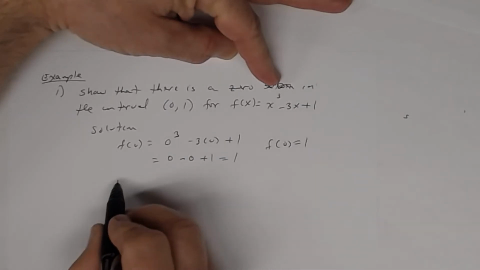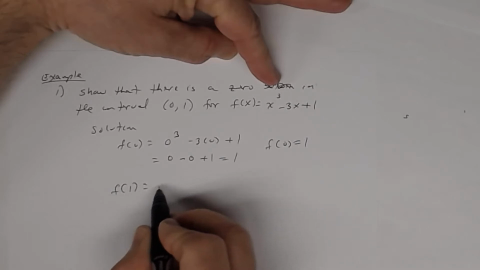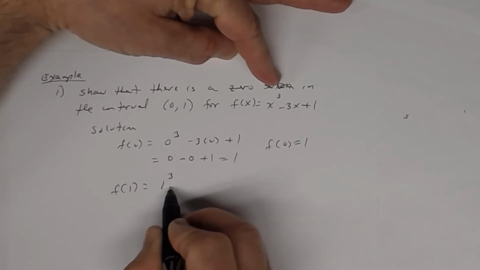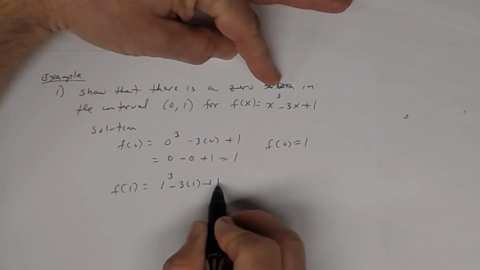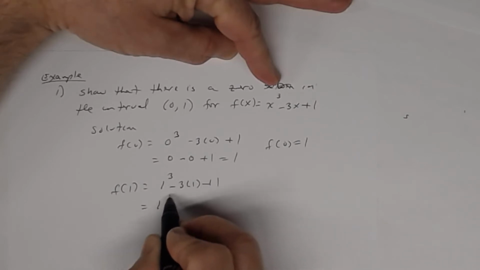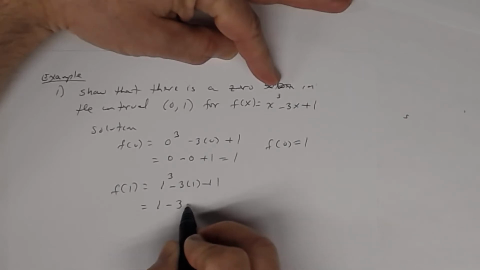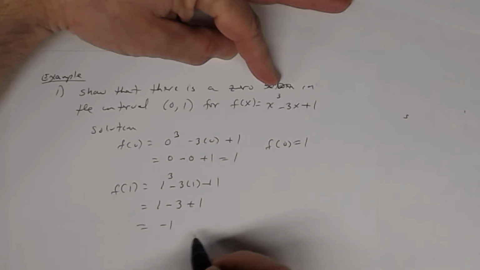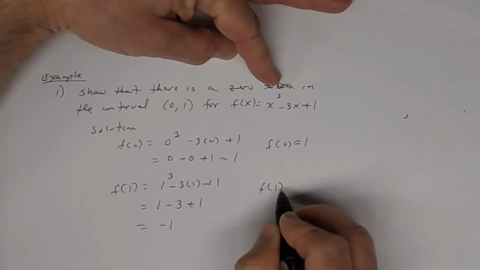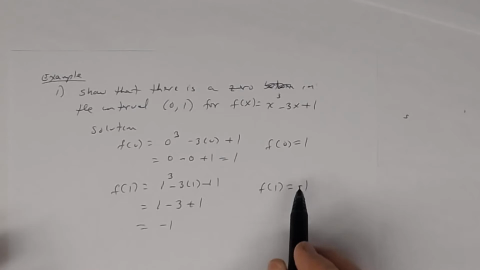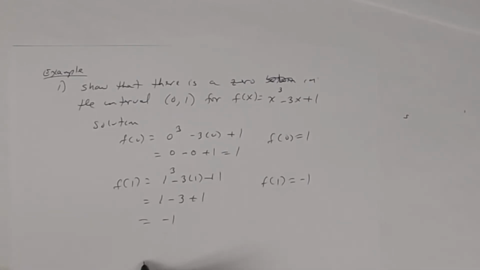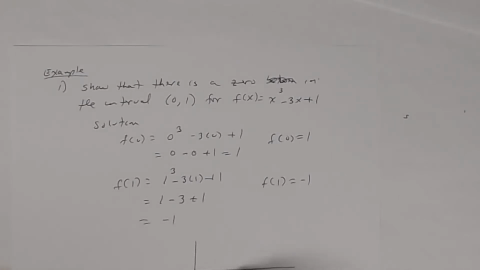Okay? Now let's find f of 1. f of 1 would be 1 cubed minus 3 times 1 plus 1. So that's 1 cubed is 1, 3 times 1 is 3, so that's 1 minus 3 plus 1, which is negative 1. So f of 1 is negative 1. Notice in the interval, just to show you real quick, so here's 0 and here's 1, right?